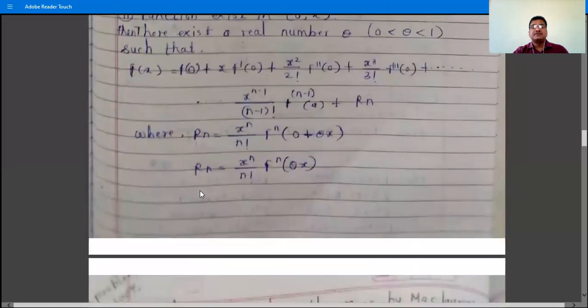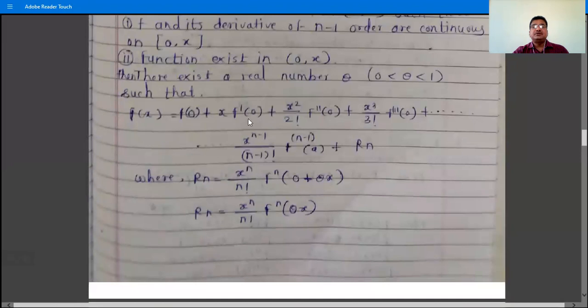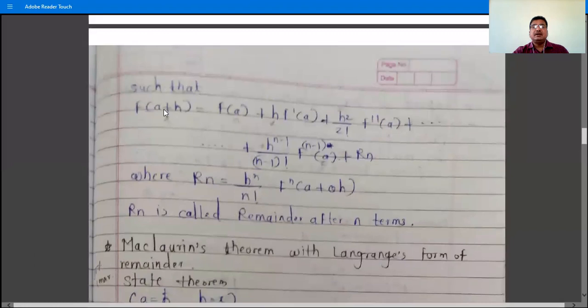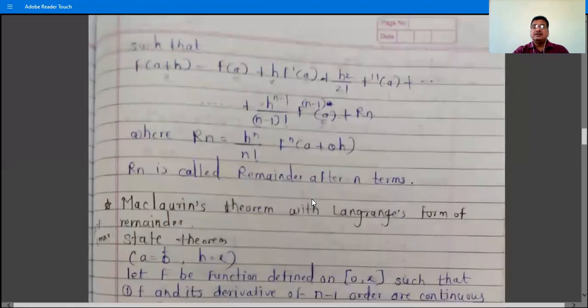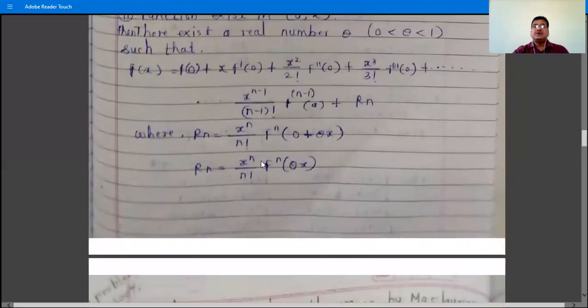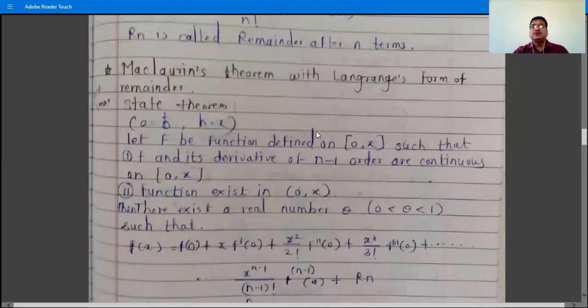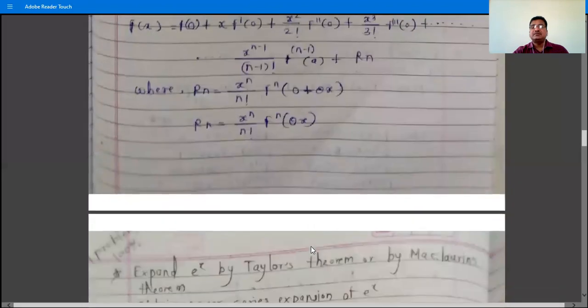So what do we have? f(x) is equal to f of 0 plus x f dash 0 plus x square by 2 factorial f double dash 0. So write a as 0 and h as x. In this way, we have x raised to n minus 1 divided by n minus 1 factorial f raised to n minus 1 of 0, in the place of a, plus Rn, where Rn is x raised to n by n factorial f raised to n of 0 plus theta x, because a is 0 and h is x. 0 plus theta x means theta x.